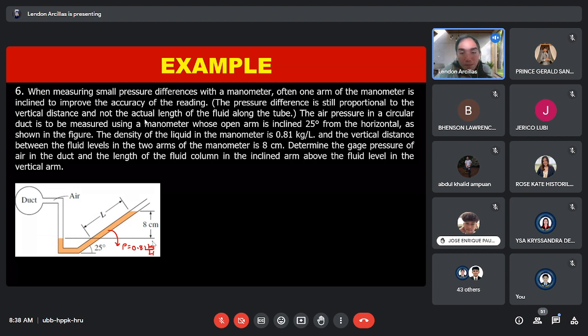Okay, density pa lang. Hindi siya specific weight, or hindi siya SG. And the vertical distance between the fluid levels in two arms of the manometer is 8 centimeters. Determine the gauge pressure in the duct. So, find the pressure at the duct above the fluid level in the vertical arm. So we need to find the pressure of the duct. Since wala tong pressure ng oil, 0, dito na tayo magsisimula. Pressure ng duct or pressure ng air is equal to this one.